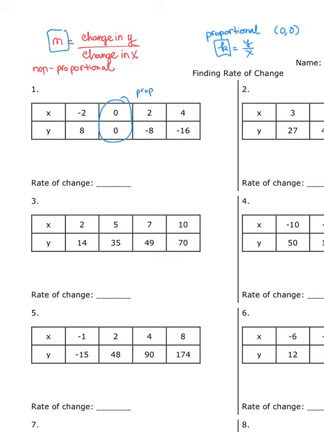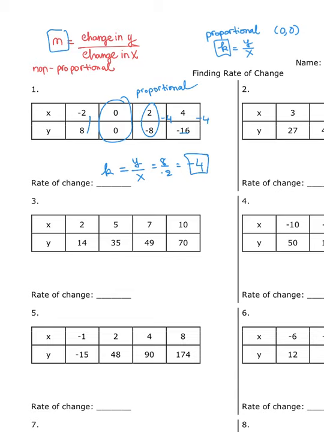Okay, so if it is proportional, we can do k. Okay, k equals y over x, which is 8 divided by -2. You got -4, right? And also -8 divided by -2 right here is also -4. -16 divided by 4, you got -4. So because it is proportional, you can do k.